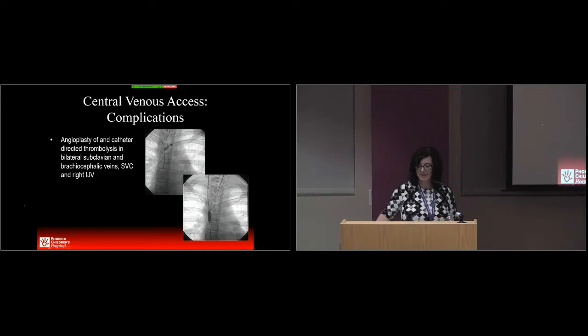So for this child, what we're able to do is get access through the right upper extremity, and then also the right internal jugular vein here. We did balloon angioplasty of the superior vena cava, also access through the port site into the left subclavian vein. And we did balloon angioplasty. You can see that there's a waist right here that indicates that there's a stenosis in that vein.